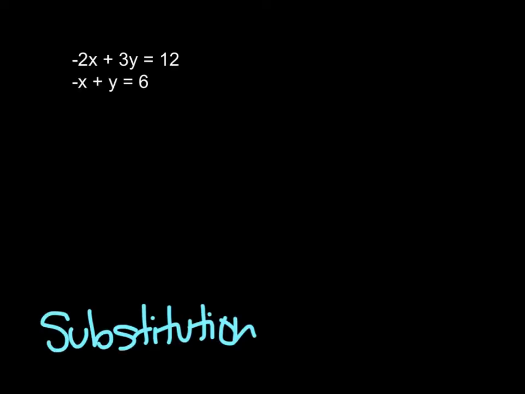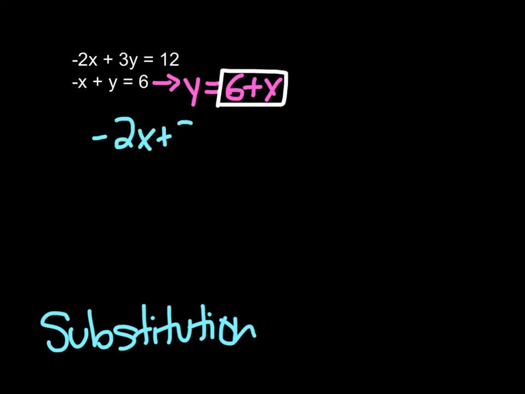Another method that we learned is called substitution. We isolate a variable in one of our equations, and then we substitute the expression that's equivalent to that variable into the other equation. So for example, I see that my second equation could be rewritten as y equals 6 plus x. So I'm going to substitute 6 plus x instead of y in my first equation. So I have negative 2x plus 3 times 6 plus x equals 12, which is now an equation with one variable that I can solve.